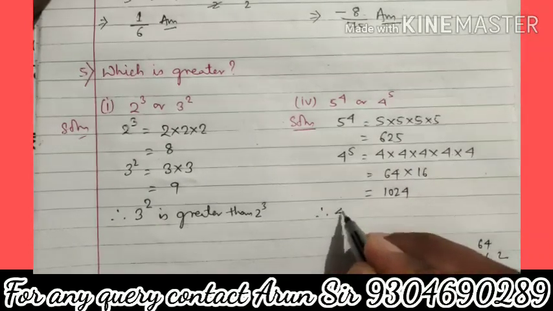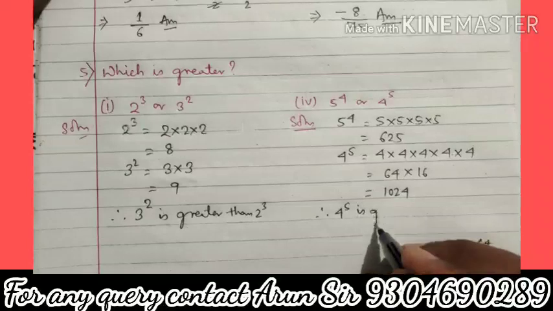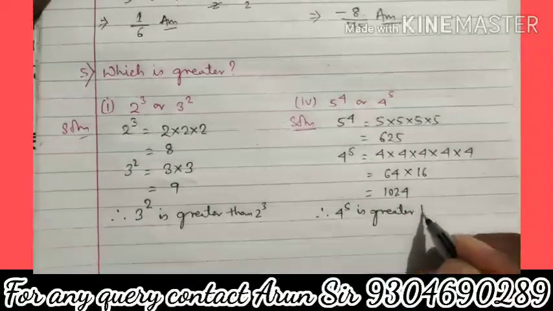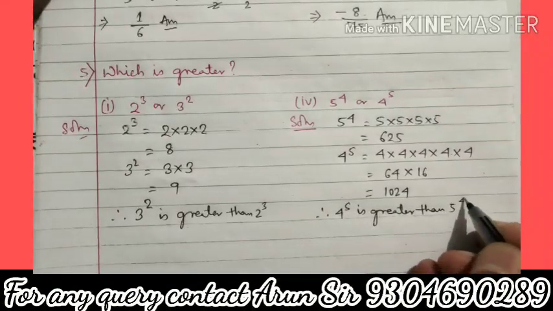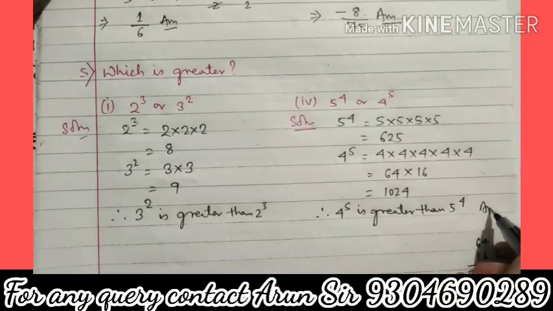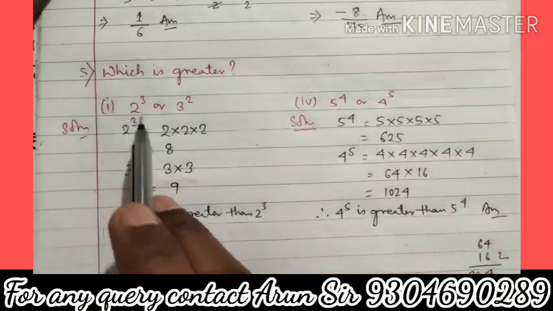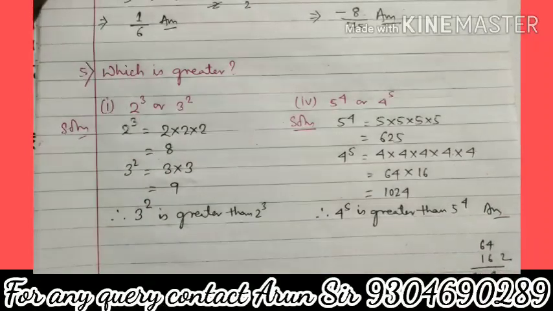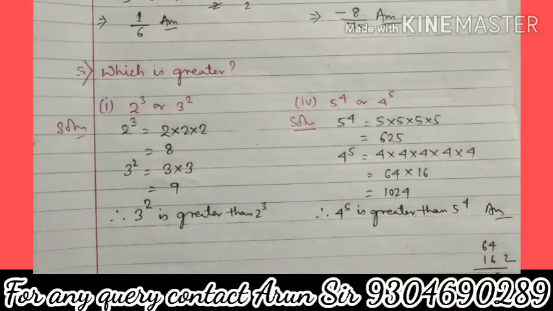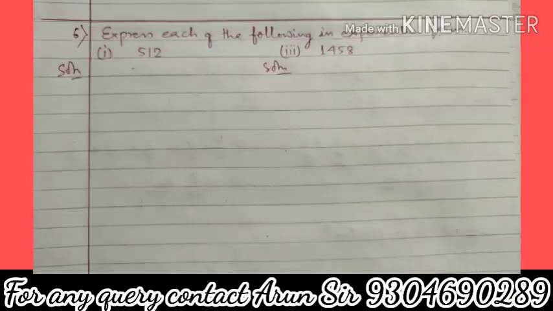We will write therefore 4 to the power 5 is greater than 5 to the power 4. This will be answer. Some question I have left from question number 5 that you have to solve it by your own. Now we will move to question number 6.